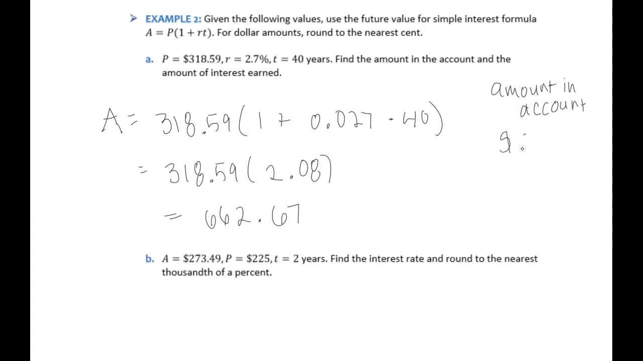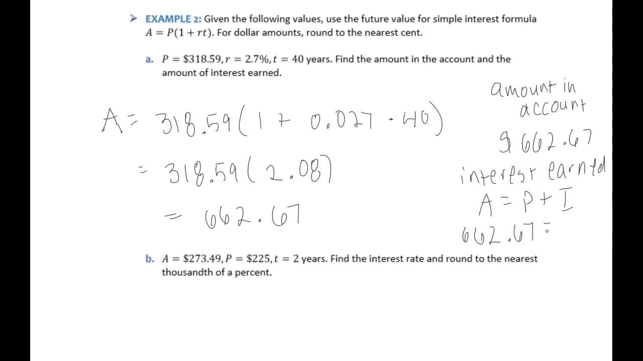Is $662.67. And then to find the amount of interest earned, that's the difference between the two. So the interest earned is saying, okay, the future amount is principal plus interest. My future amount was $662.67. The principal I invested was $318.59 plus I.